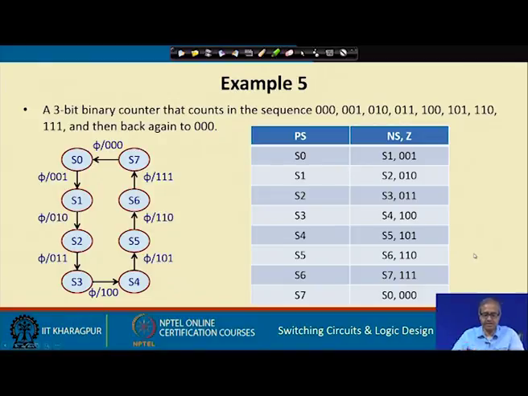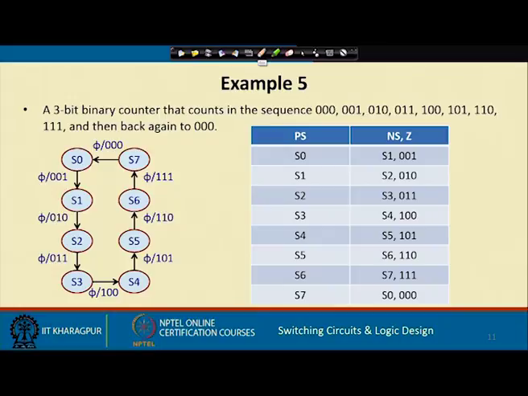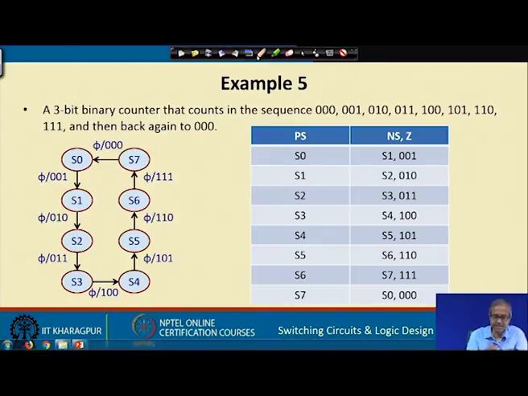Let us take another example. This is an example of a counter. We shall be looking into the design of counters in more detail later, and we shall see a lot of different kinds of counters, but let us look into an example right here. This is a 3-bit binary counter. So, what does this counter do? This counter is supposed to count in the sequence 0 0 0, 0 0 1, 0 1 0, 3, 4, 5, 6, 7 and then back to 0.